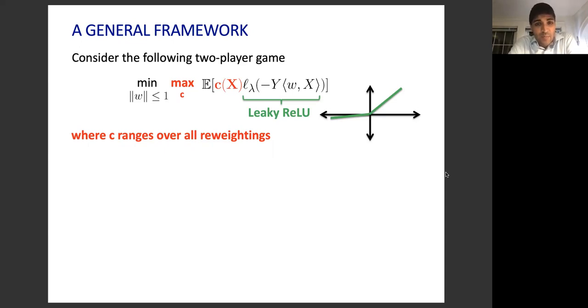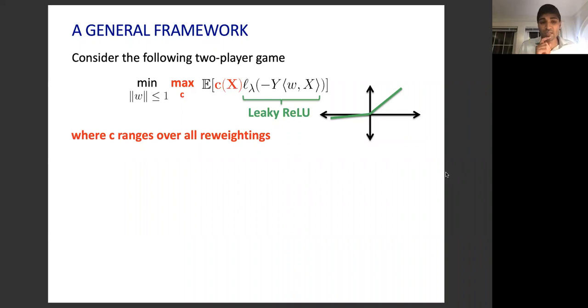So it's going to look very, very similar to the picture that I described earlier. You're still going to have this Leaky Relu function that takes as an input this argument, which is minus y times the inner product between w and x. That part's no different. And on the outside, this min player is still going to be looking for a direction w that minimizes the expected loss, which is a convex function.